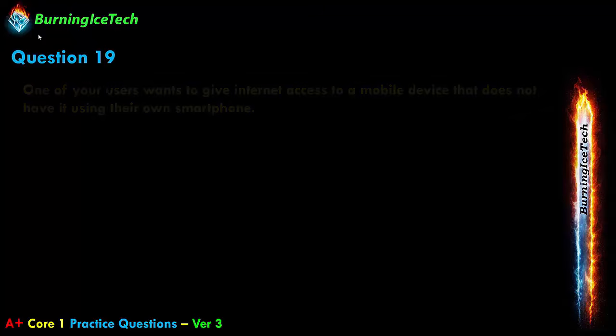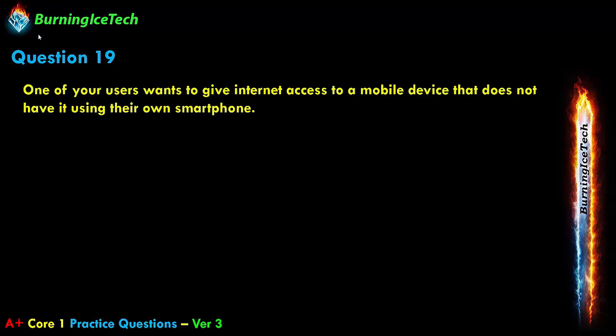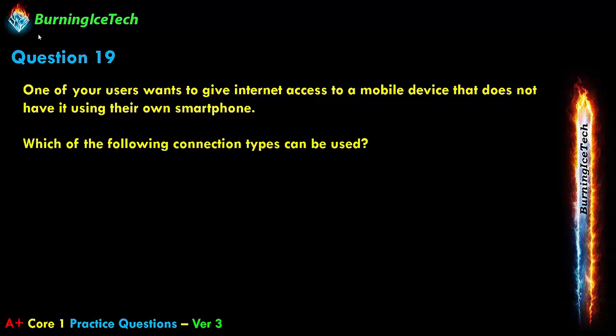Question 19. One of your users wants to give internet access to a mobile device that does not have it using their own smartphone. Alright, okay. So which of the following connection types can be used? Now, normally when we say, let's give somebody internet access via our phone, what comes to mind is a hotspot. Now, do we see the answer hotspot here? No, we do not. So, is there another way to do it? Yes, there is. On most phones, there actually is, guys.